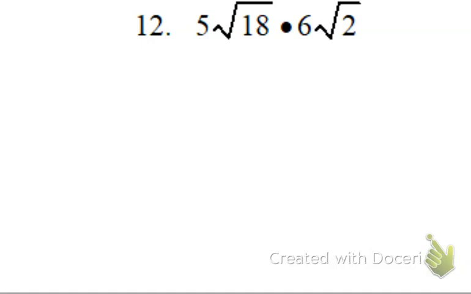Number 12, we got square root of 18. You might think of 3 times 6, 3 times 2. So we have 2 factors of 3 and a factor of 2.